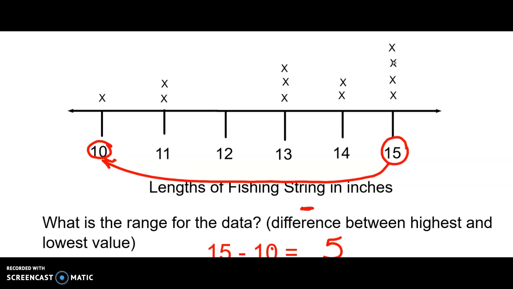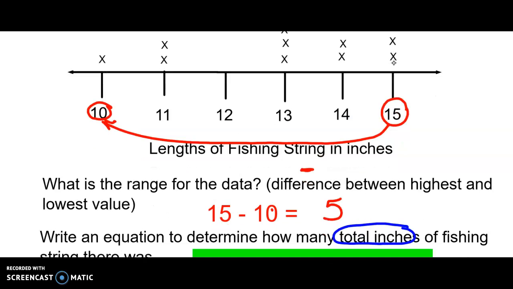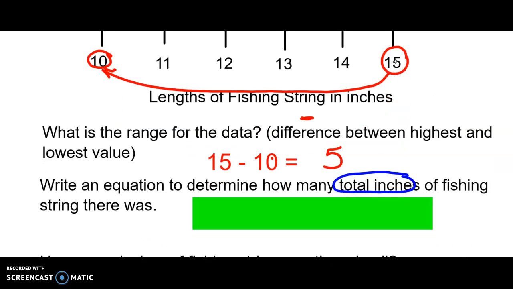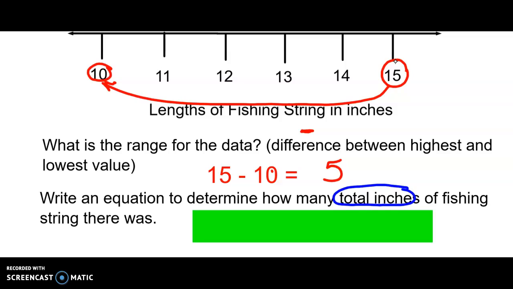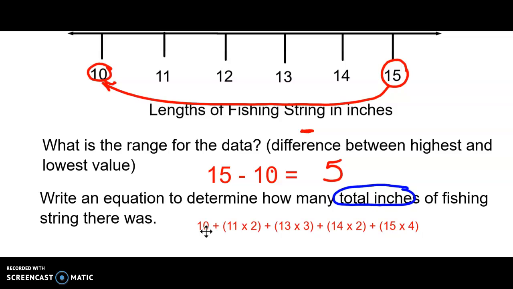So let's look at writing it a little simpler and then how we can solve it. Okay, so here's an example of our equation that could come from that. We had one string that was 10 inches, plus there were two that were 11, plus three that were 13, plus two that were 14 inches, plus four that were 15.